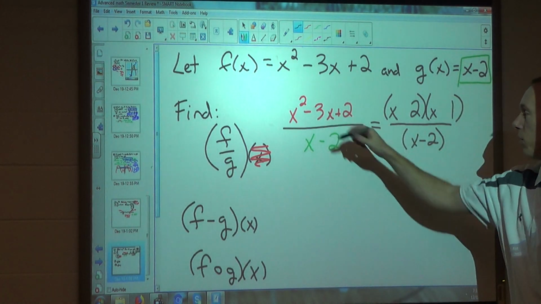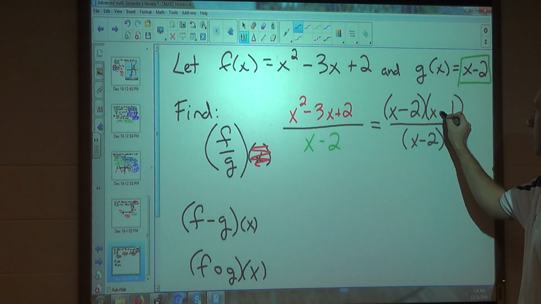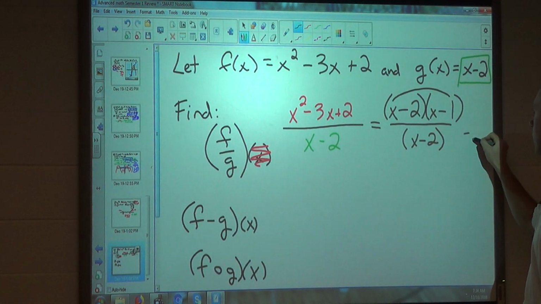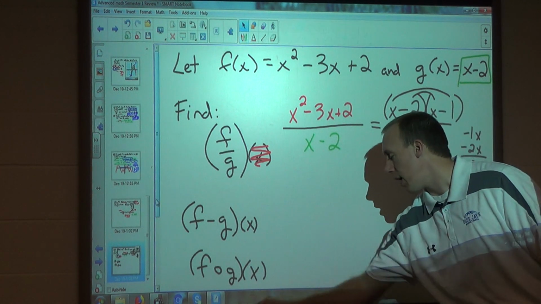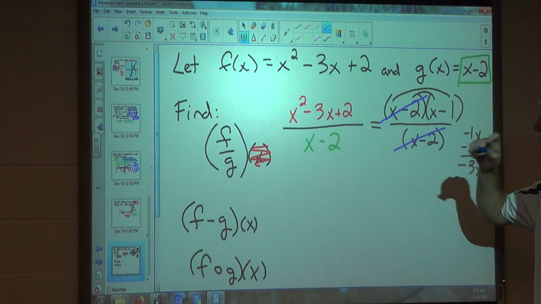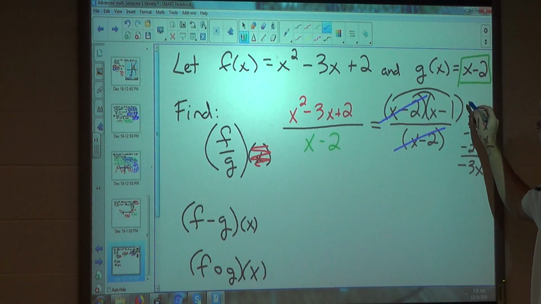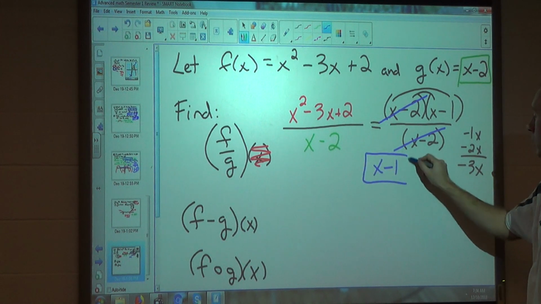And will those add to give me -3? They will. If you check the outside and the inside, the outside gives me -1x, the inside is -2x, and that does get to -3x. So I factored correctly now, and can I cancel now that I have an x minus 2 and an x minus 2? Yes. So my answer on this problem is x minus 1.